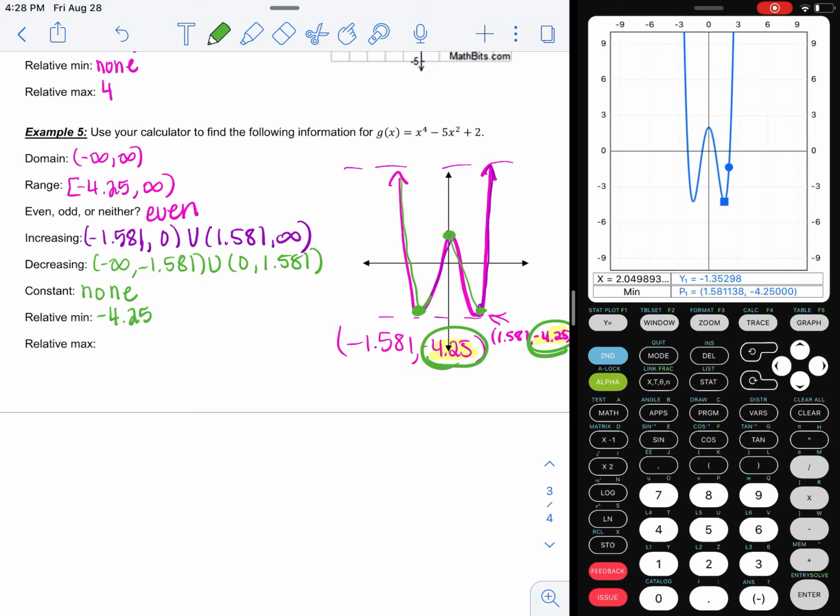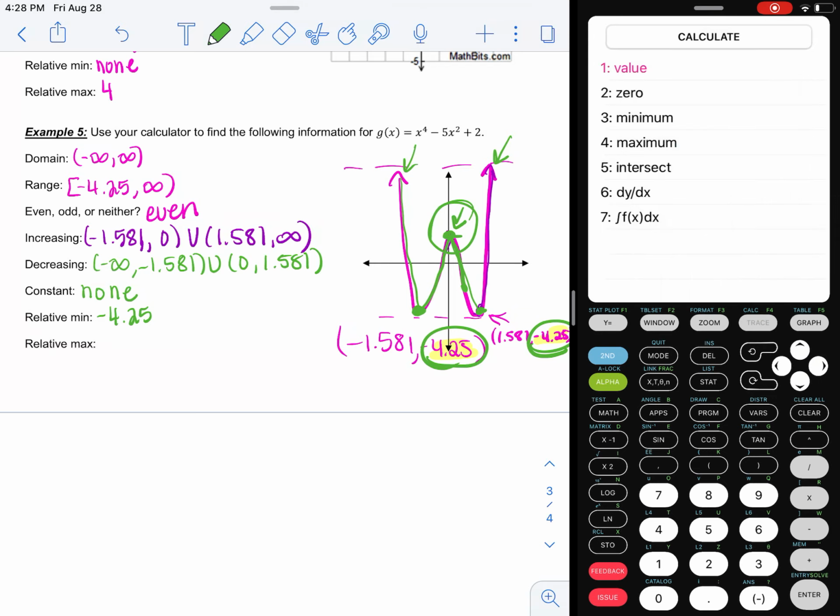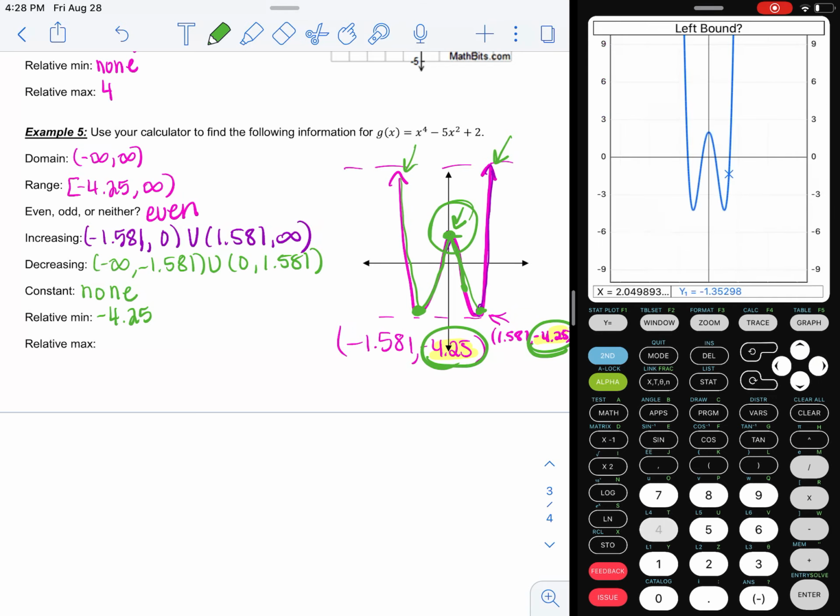Relative maxima, remember it's where it goes from increasing to decreasing, so that's right here. People will want this to be the relative maxima. It's not going from increasing to decreasing there, it's only here. So I need to know what this y value is. So I'm going to go back to my calculator. That's a maximum. I'm going to hit second, trace. Option number 4 is maximum.